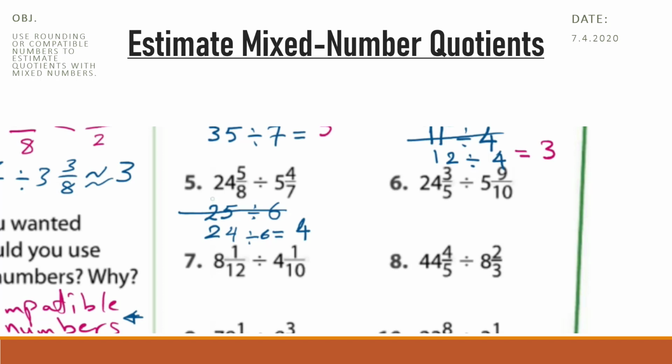We can use 24 and 5/8 as 25 and divide by 5. And it will be 5. So now we know that we can have more than one answer. This answer is correct, and also this answer is correct. So this is estimation. In estimation, we may have more than one answer. Okay?